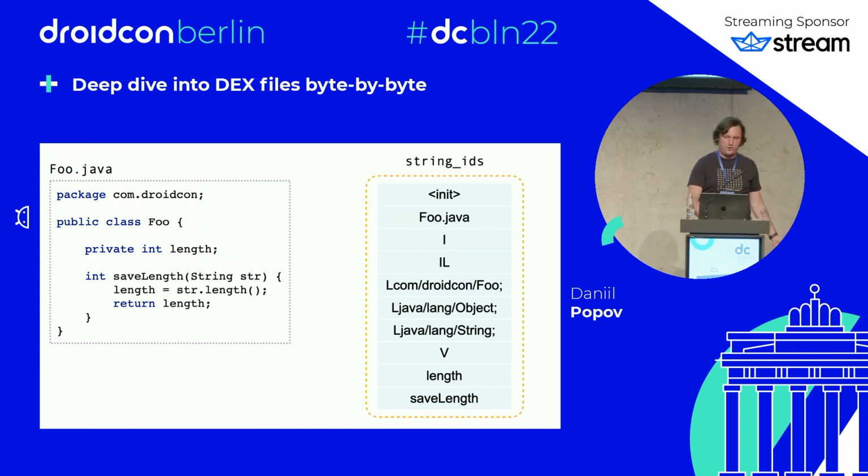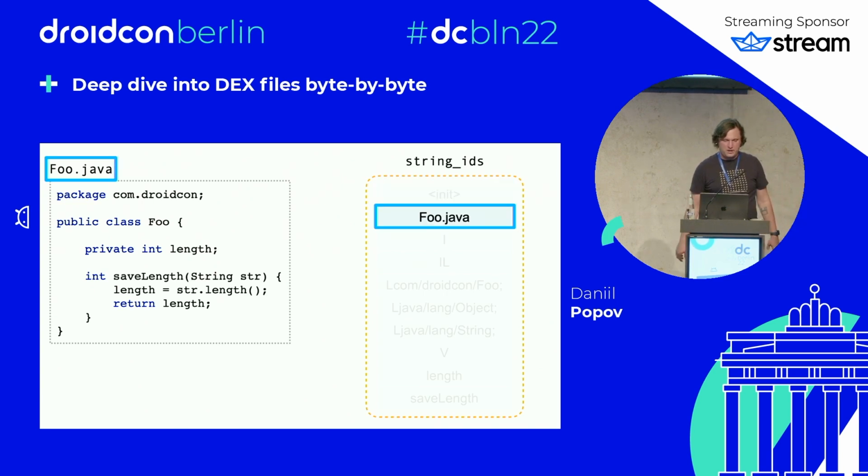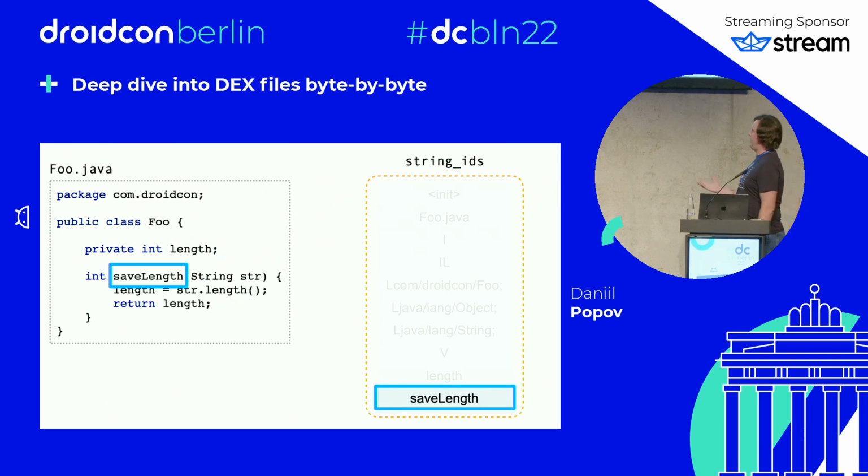Okay, let's see how the strings IDs section looks for this file. What can we notice here? First of all, it's the name of the constructor. It isn't defined here explicitly, but as you might know, every class has at least one public no-arguments constructor, and this is the name for it. Also, we have in this string table the name of the file, because we compiled it with the debug option. We also have the field and argument names, and the method name here.